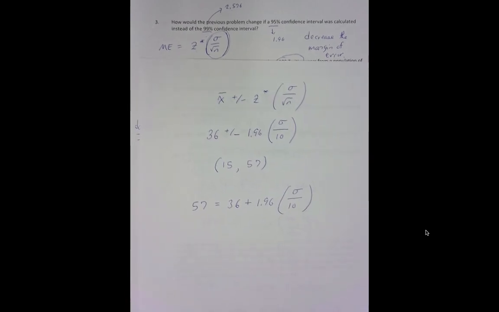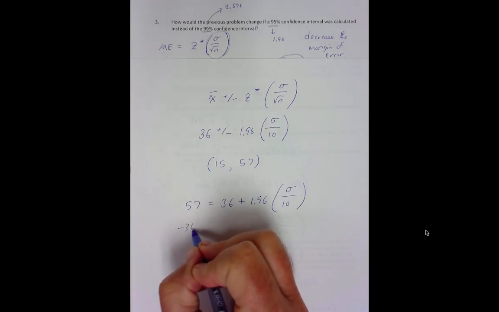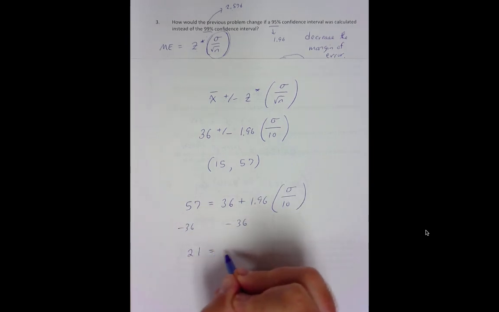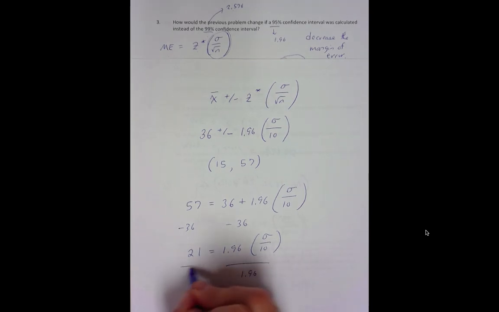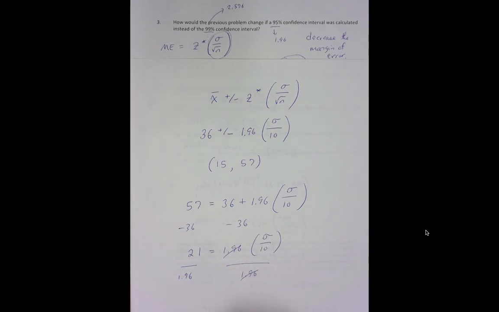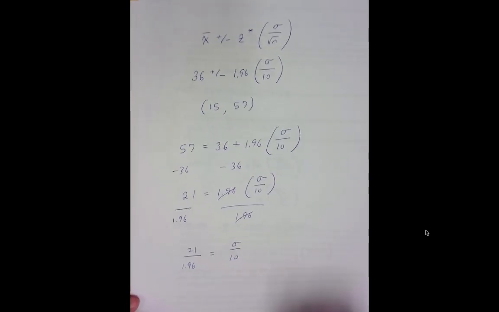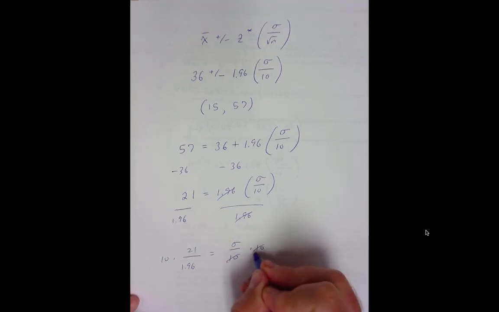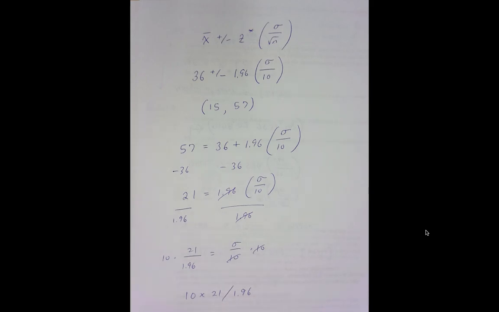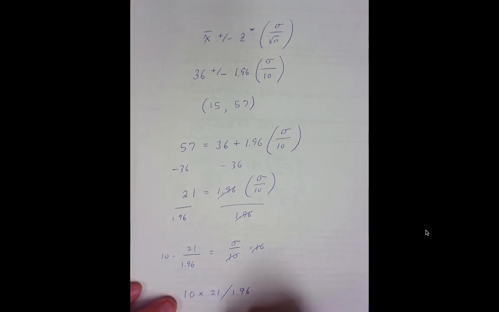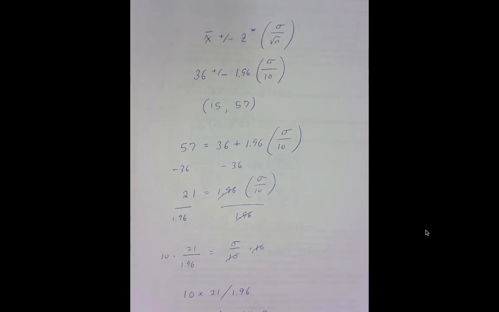Now, I'm going to have to do a little bit of algebra here. That's fine. Subtract 36 from both sides. So I get 21 is equal to 1.96 sigma over 10. I'm going to divide both sides by 1.96. So I get 21 over 1.96 equals sigma over 10. I'm going to multiply both sides by 10. So sigma has to be 10 times 21 over 1.96. So 107.1429 is what I get.